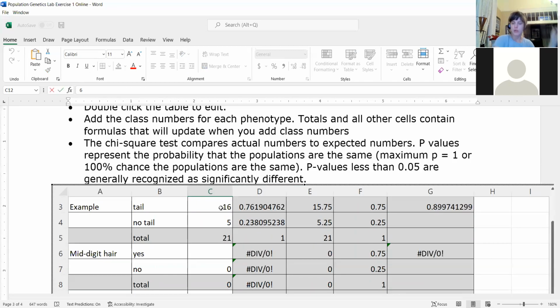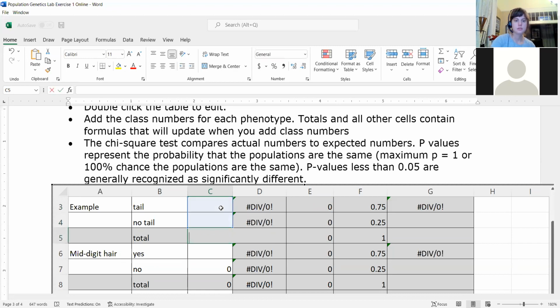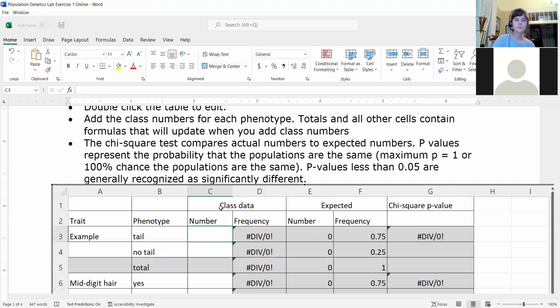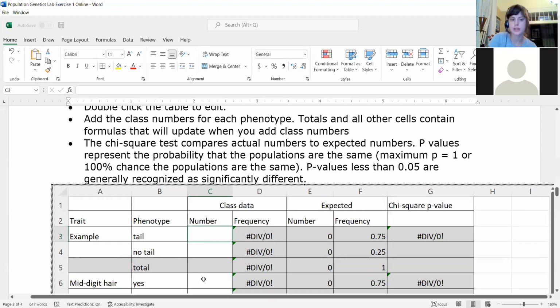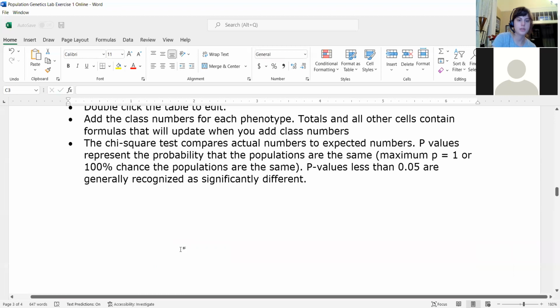When I collect all the class data, I'm going to give you all of the data. This is what it looks like blank. You are going to fill in this column: the number of students that had a tail, the number of students that did not have a tail. This is not a trait I'm going to ask you about, because probably no one has a tail.